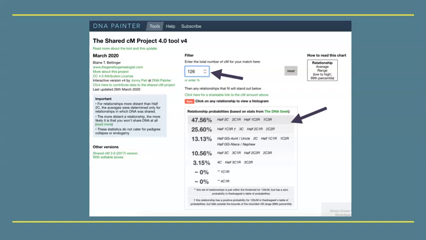47.56% probability that the DNA match is either a half second cousin, a second cousin once removed, a half first cousin twice removed, or a first cousin 3 times removed. There is also a 25.60% chance that the DNA match could be a half first cousin 3 times removed, a third cousin, a half second cousin once removed, or a second cousin twice removed.